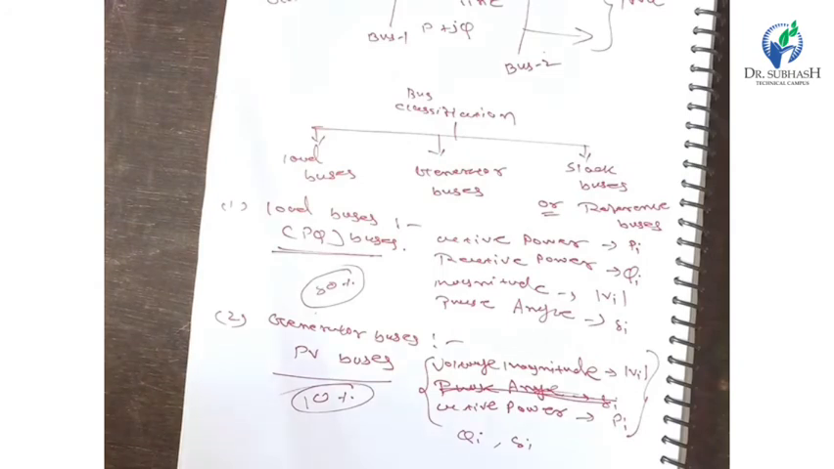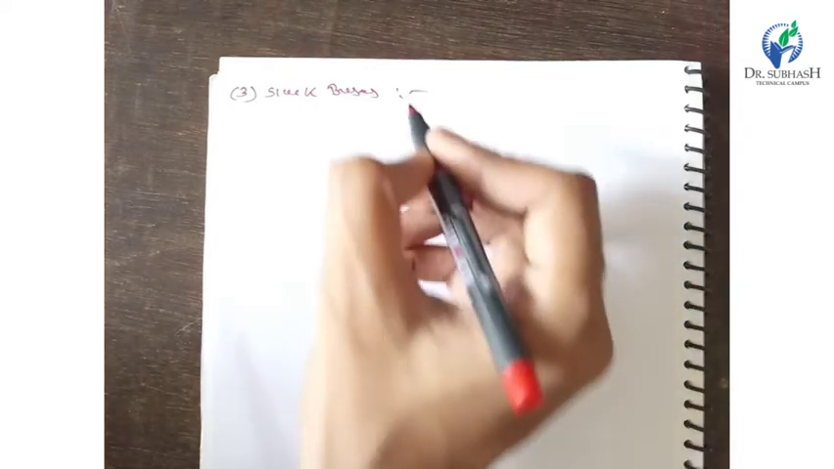Now the third type is the slack bus. For this bus, the voltage magnitude and voltage phase angle are specified. The real and reactive power are obtained through the load flow solution. Now it is clearly explained for the slack bus.